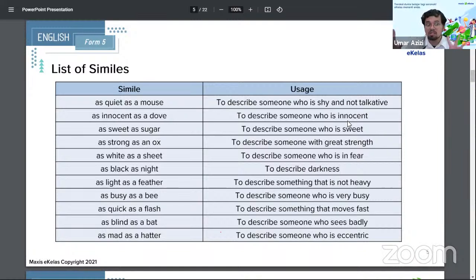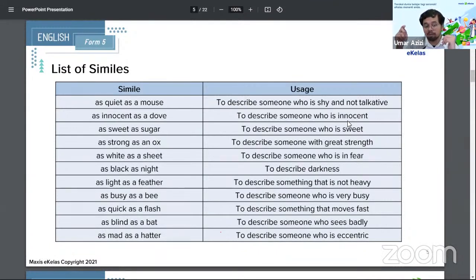So sheets are usually white sheets. And if you've gone pale, usually someone describes someone who has gone through a huge fear, a scare, where the blood drains from their face. As black as night, to describe darkness. So that alleyway, this room is as black as night. As light as a feather is to describe something that is not heavy. So this pencil is as light as a feather.